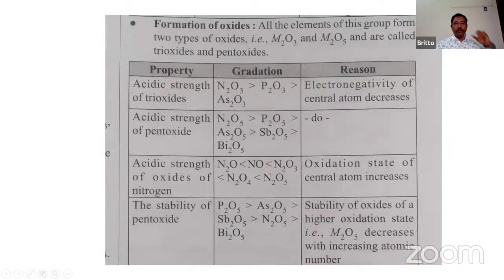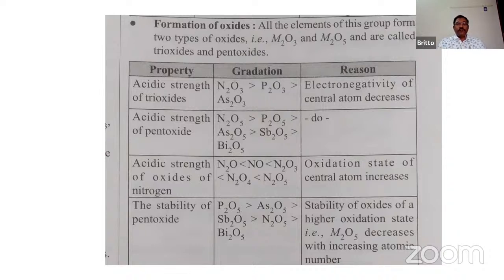Now look at the formation of oxides. All these elements, they form oxides of the type M2O3 and M2O5. They are trioxides and pentoxides. Just like halides, they can form trioxides and pentoxides.